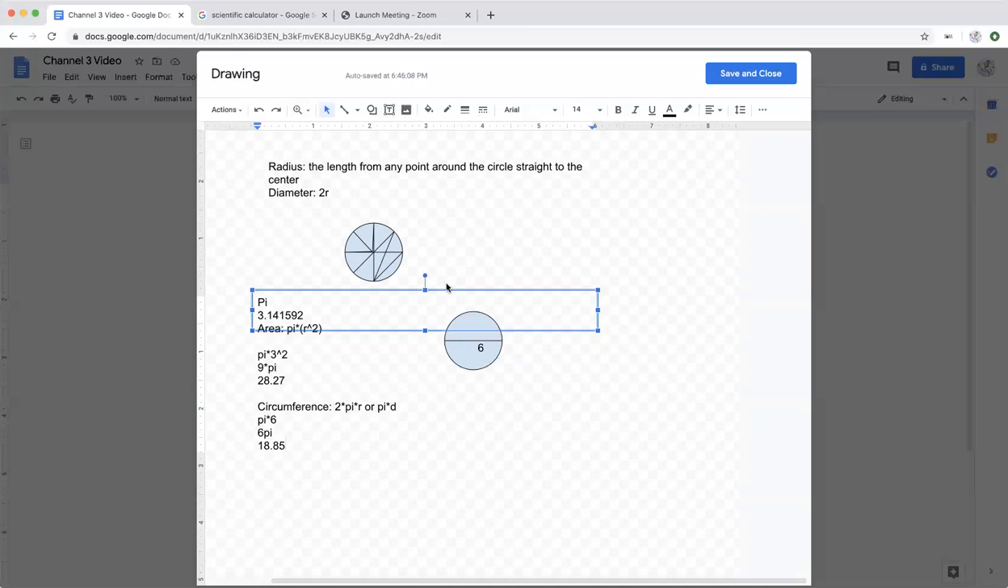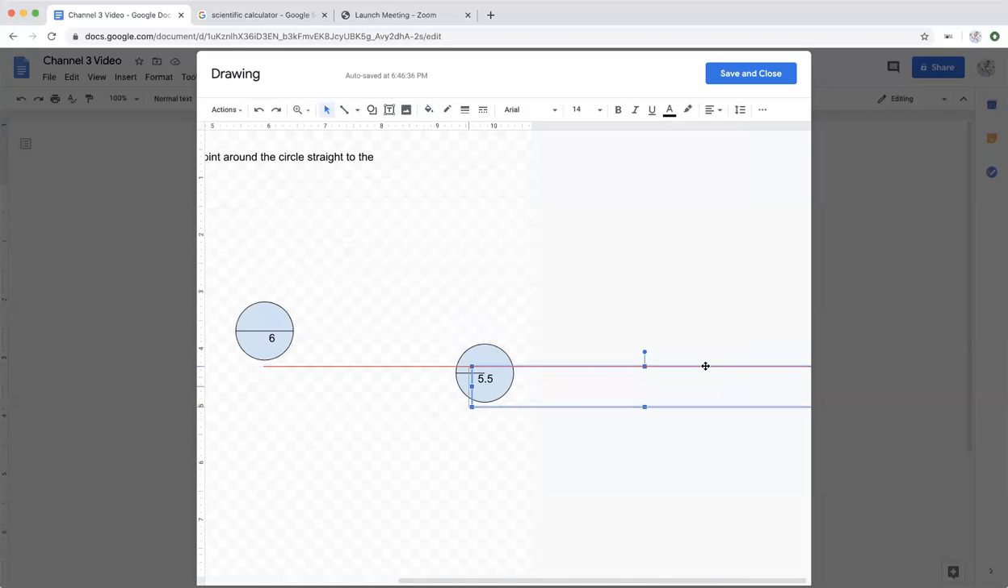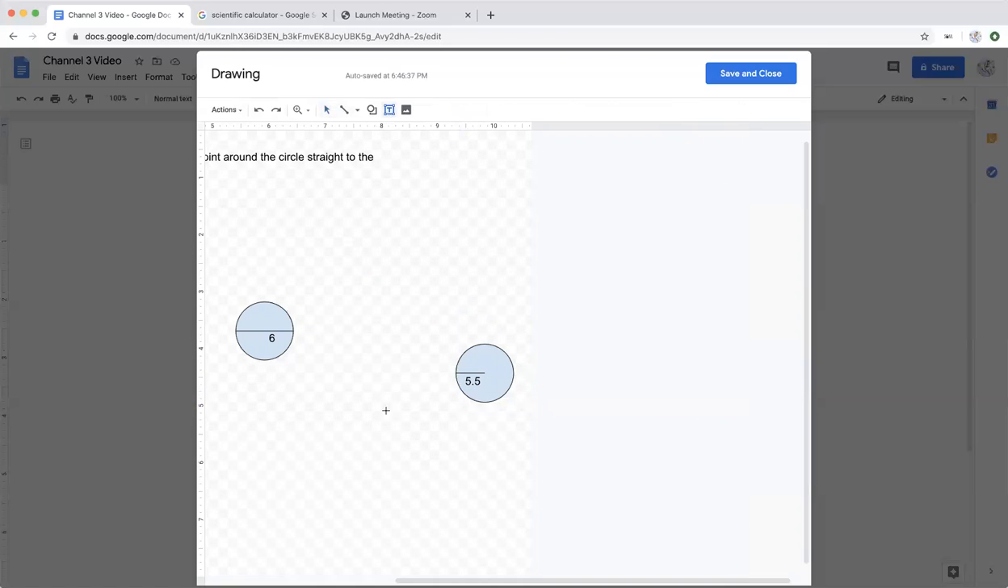So I'm gonna just try one more problem so you can really get the hang of it. Let me draw another circle, and let me do something a little different. Let me put the radius, okay, and I'm gonna make the radius 5.5. So if the radius is 5.5, what do you do? So you would still do the same thing.